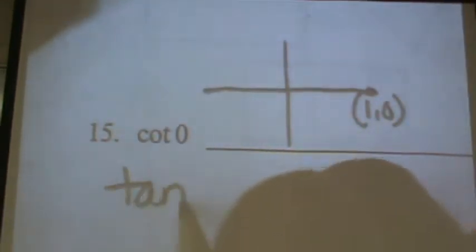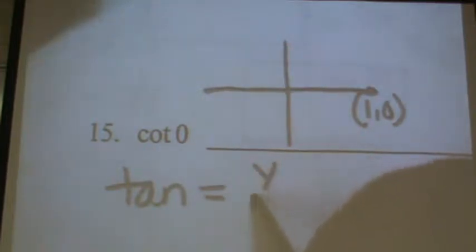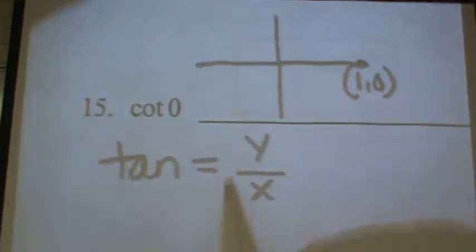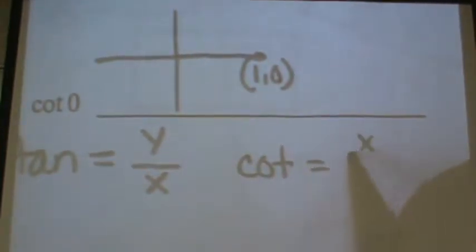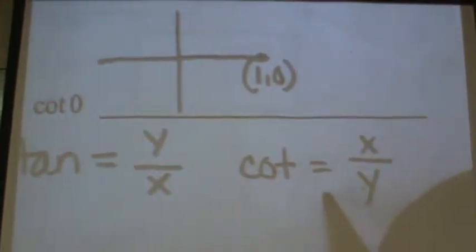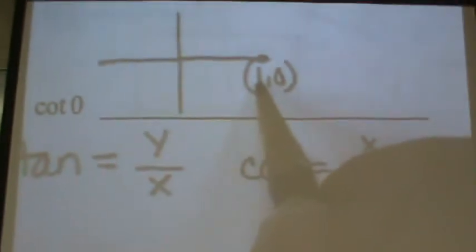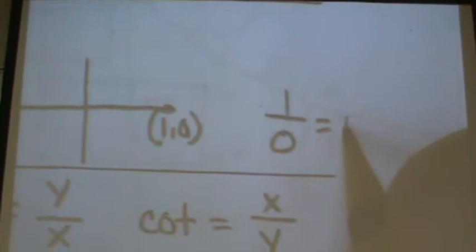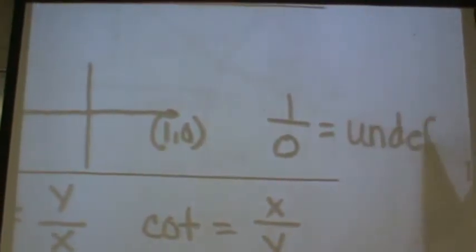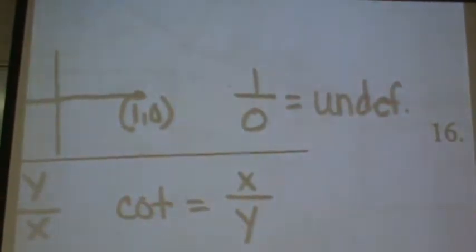Okay, cotangent of 0 degrees. Where's 0 degrees? 1, 0. Right here, 1, 0. The definition of tangent is y over x. I don't want tangent, I want cotangent. Cotangent is x over y. What is the x value? What's 1 over 0? Undefined. 1 over 0 you can't do, it's undefined. You can't have 0 in the denominator of a fraction.